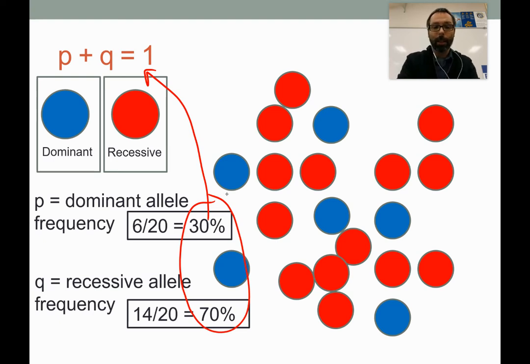Like in reality, you can't have fractions. There must be 100% of everything all the time because you can't have more than 100%. And if you have less than 100%, you just lost some and you just need to go find it. So the first formula is pretty straightforward. P plus Q equals 1. You just need to remember that P is dominant and Q is recessive.